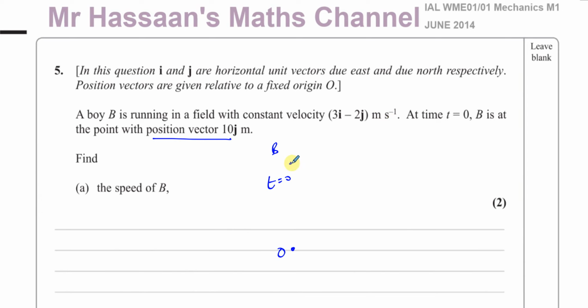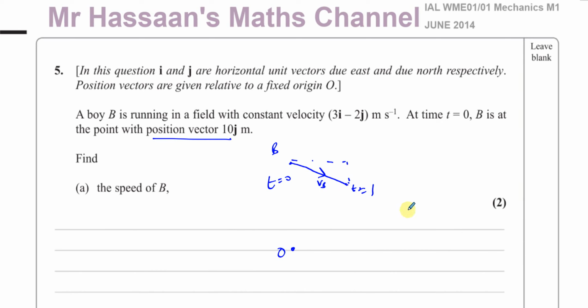That means after 1 second, it's going to go 3i minus 2j. It's going to go something like this. This will be the vector, and this is where it's going to be after 1 second, because every 1 second it's going 3i minus 2j. So that tells us the velocity of B: the direction and the speed with which it's going every second. That's how far it moves every second in that direction.